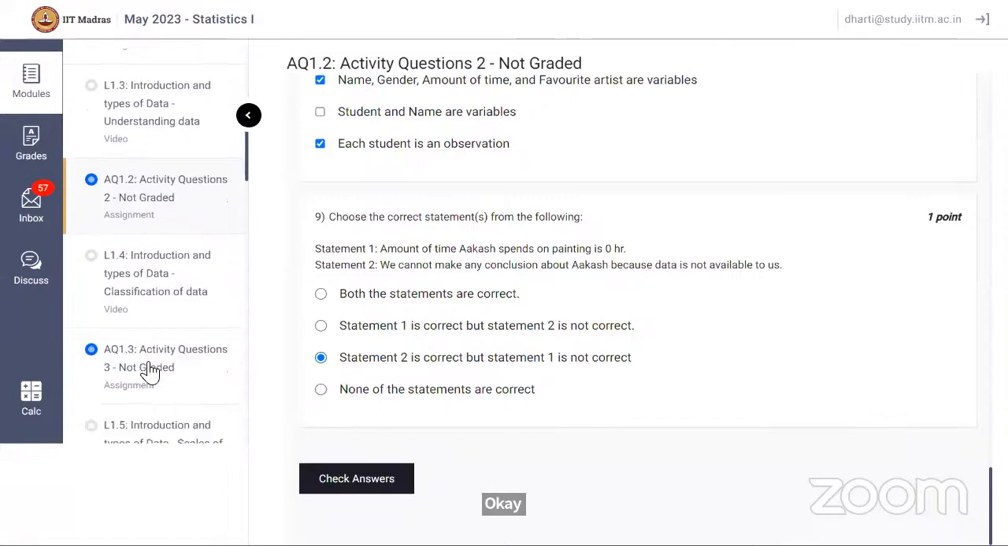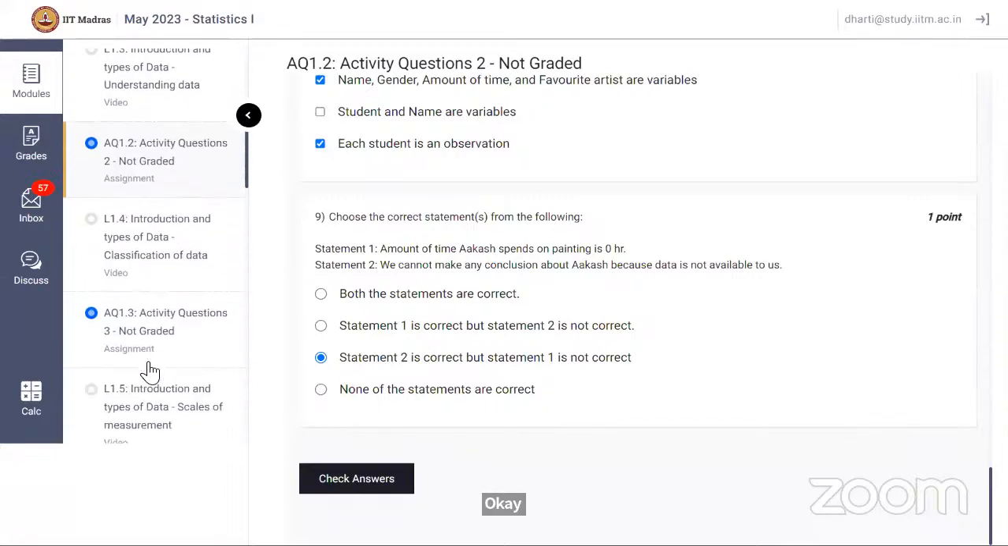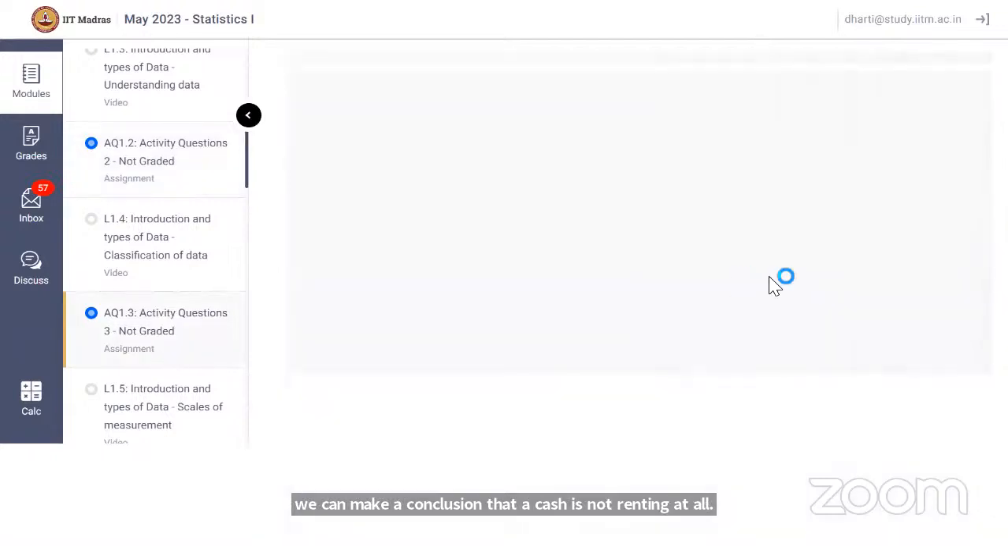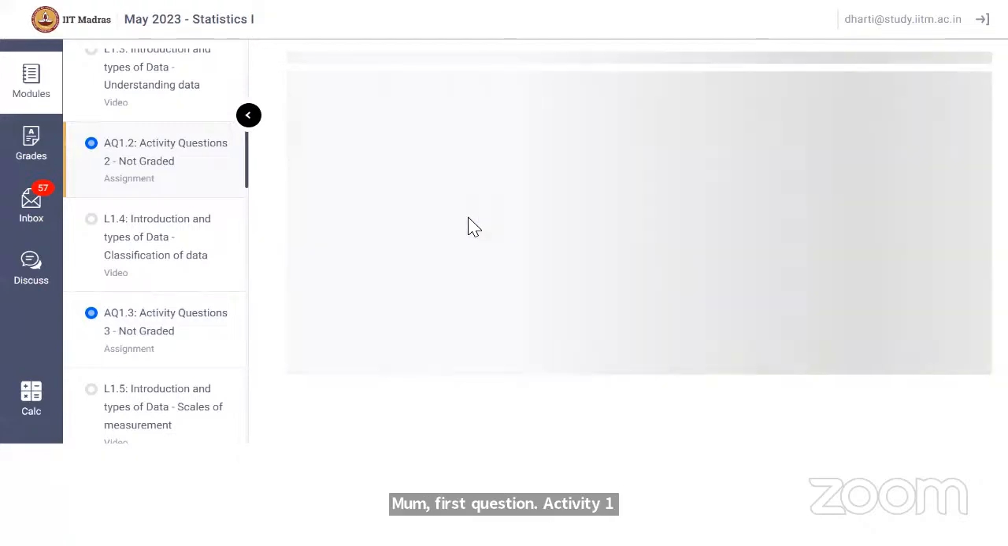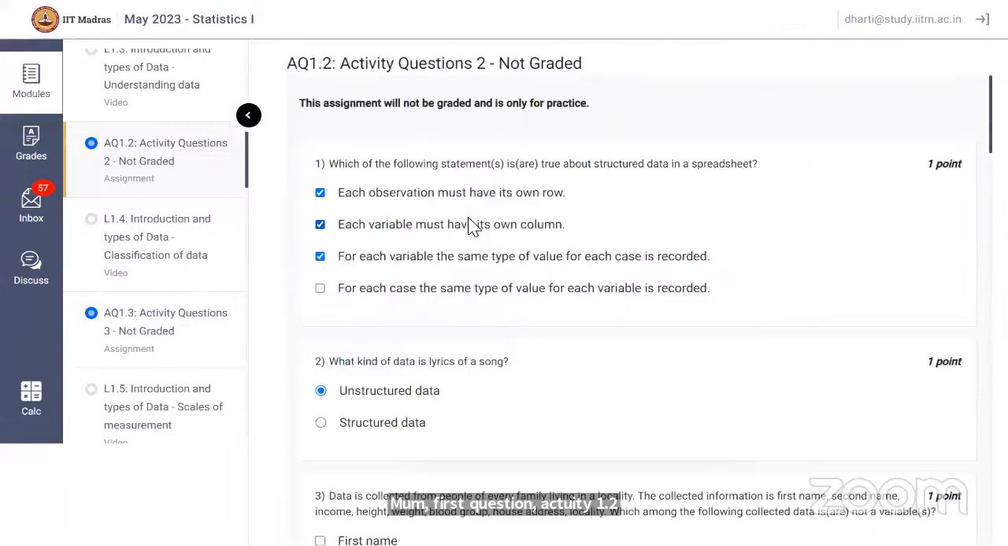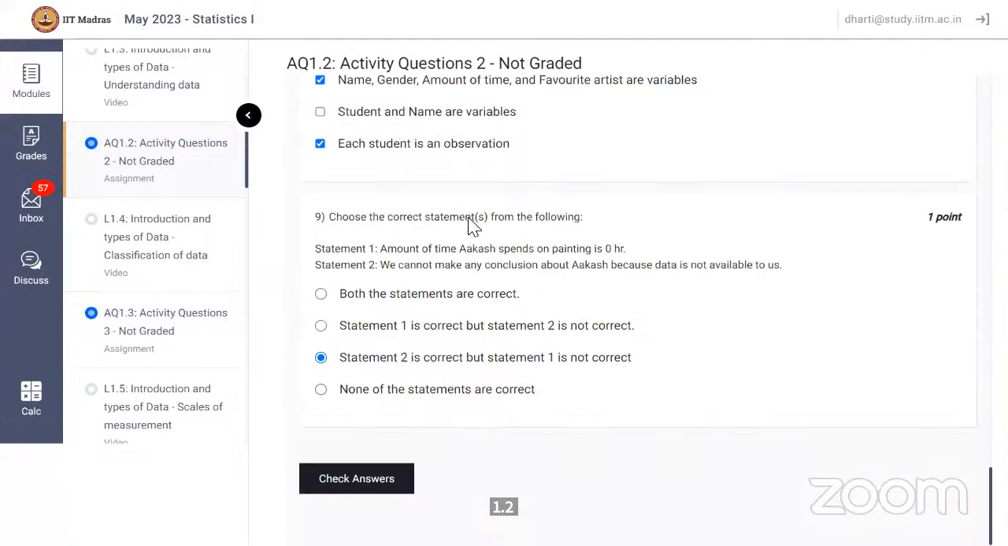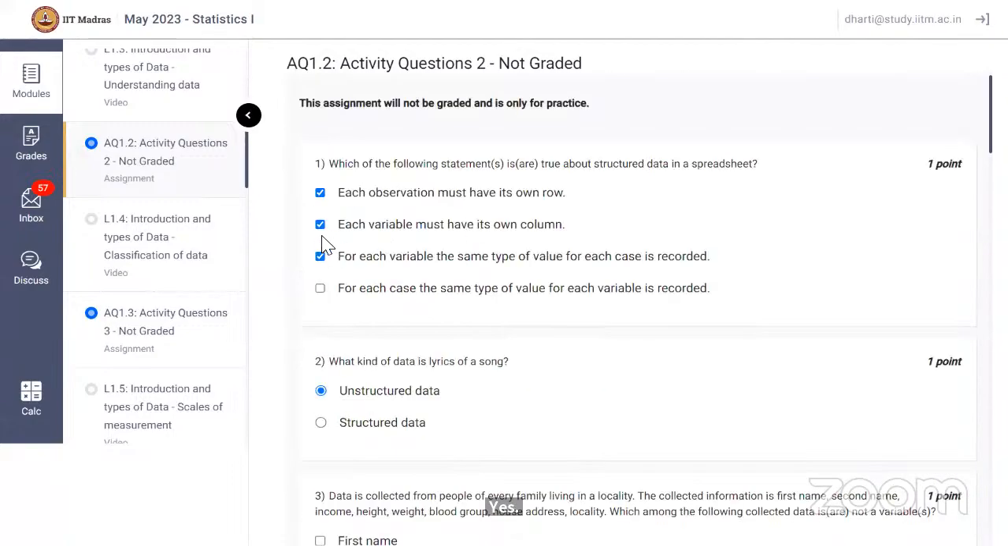Fine. So activity 1.3. Any question from here? That was the last question, right? From activity 1.2, ma'am, first question, activity 1.2. The last option: for each case, the same type of value for each variable is recorded.